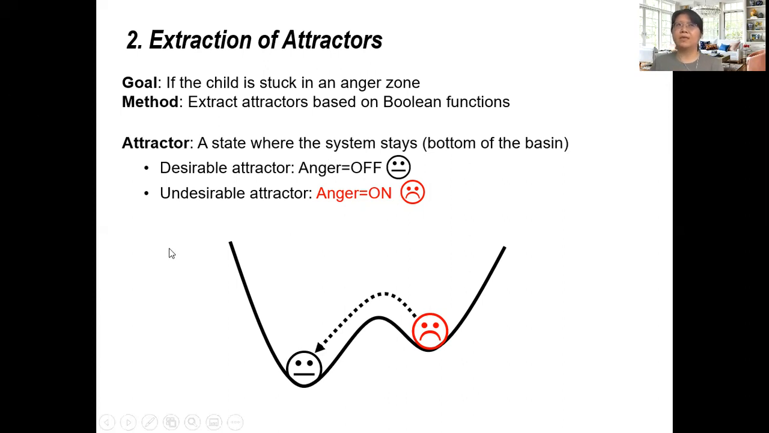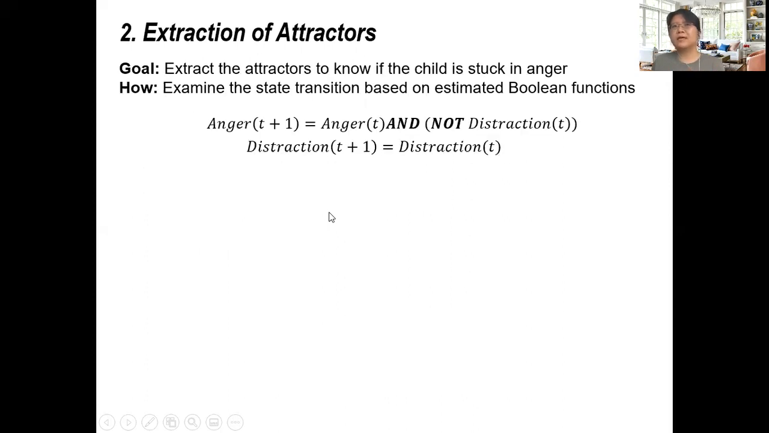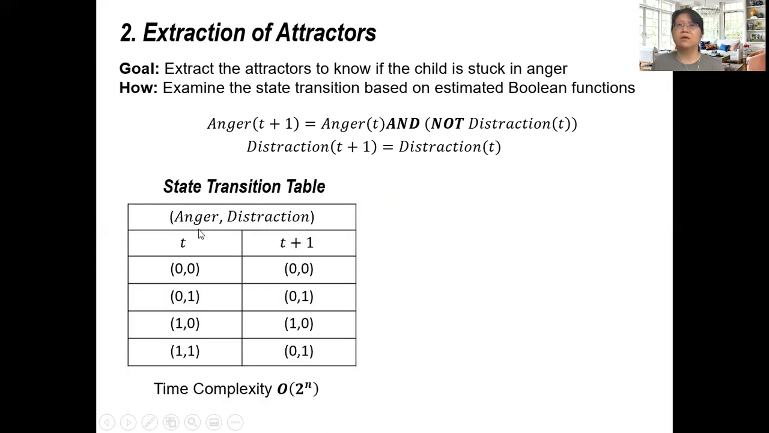And in this emotion regulation case, we defined that the desirable attractor is when anger is off, and the undesirable attractor is when anger is on. So the technical detail of extraction of attractors is to examine the state transition based on the estimated Boolean functions. For example, we take 2 Boolean functions here. We can enumerate all 4 possible initial conditions for anger and distraction. And based on the right-hand side of the Boolean functions, we can infer the state of anger and distraction at the next time point.